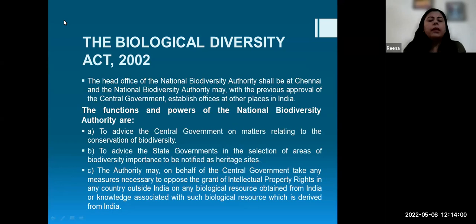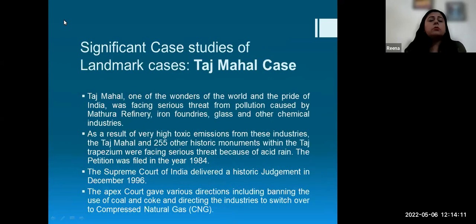Okay. So that IPR, the grant of IPR, is also governed by NBA under this act. So now, coming to significant case studies of landmark or classical cases of environment pollution and mitigation.